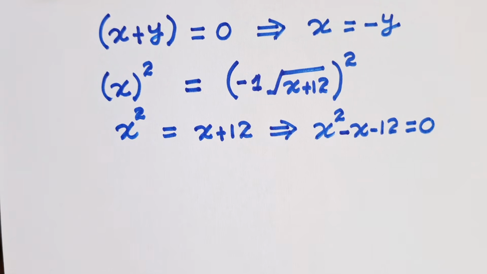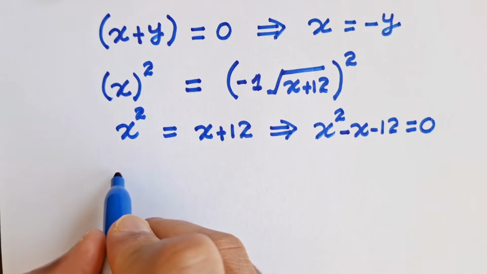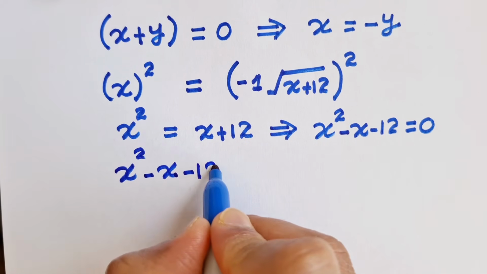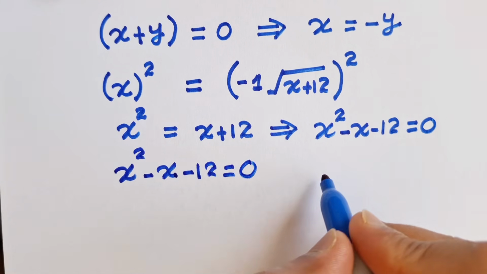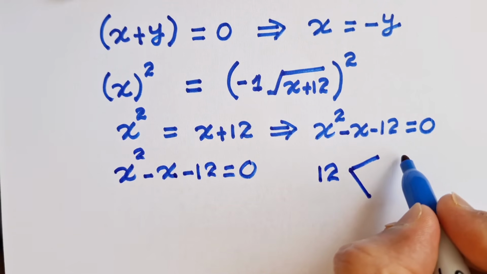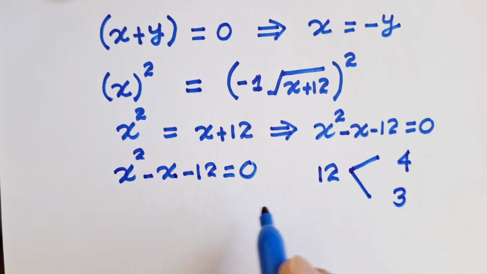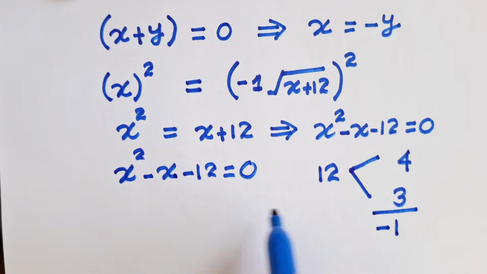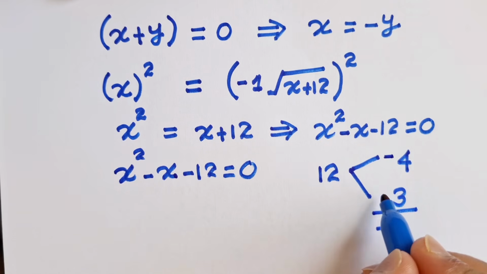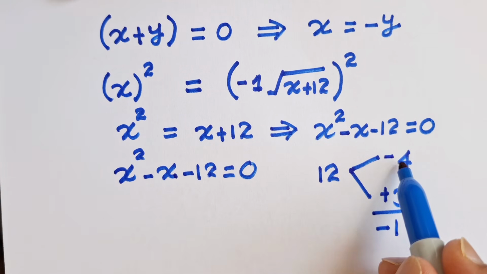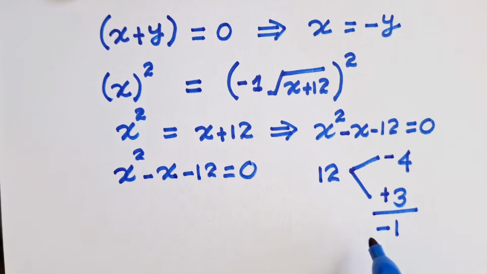So now we have a beautiful quadratic equation. I'm going to solve the quadratic equation to find the value of x. I can use the factorization method to solve the equation. 4 times 3 is equal to 12, but we need to make minus 12, and we have to get minus 1 as well when they are adding. So clearly it should be minus 4 times plus 3. When they are multiplying, we have minus 12. When they are adding, we have minus 1.